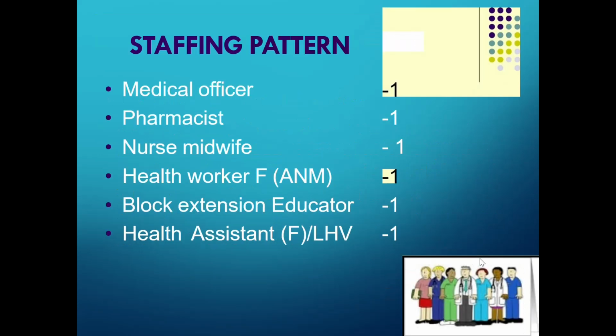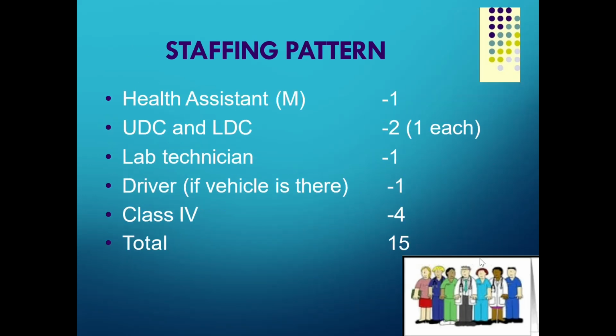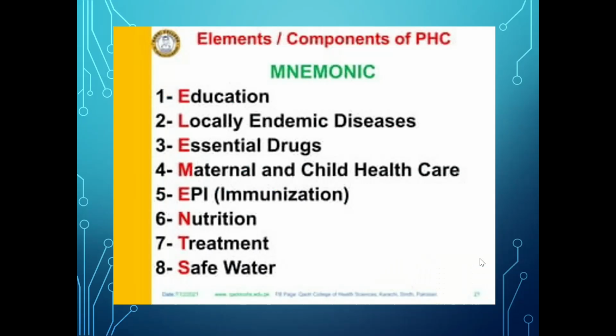Staffing pattern: minimum one medical officer, one pharmacist, one nurse midwife, healthcare worker female, one block extension educator, one health assistant male, one UDC and LDC, one each, lab technician, one driver for the ambulance, class four people, with a total of 15 staff in one PHC.